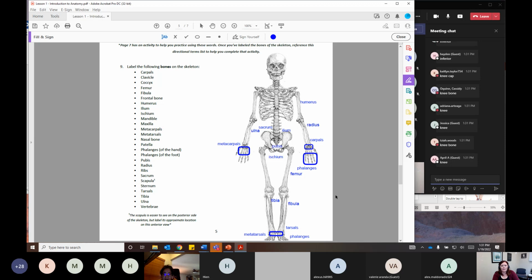Exactly. Yep. So the patella is the kneecap. It's the circle bone right here. My patella right here.